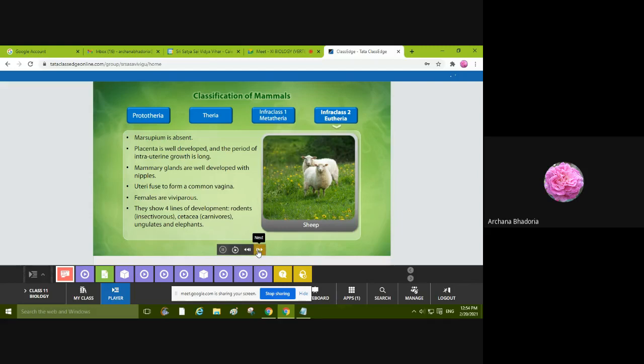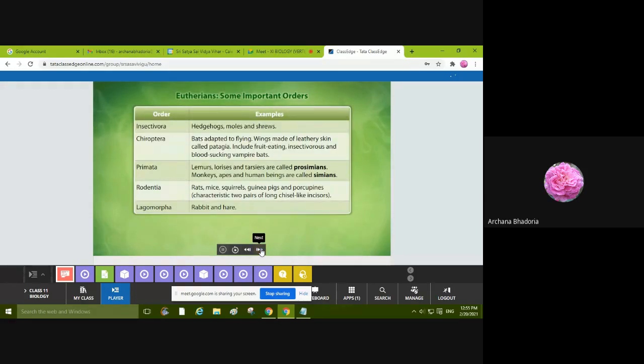Uteri fuse to form a common vagina. So the uterus fuses. Then females are viviparous. Rodents are there. So some orders of eutherians are there, but we have to study only up to class. Order and subclass we are not doing.